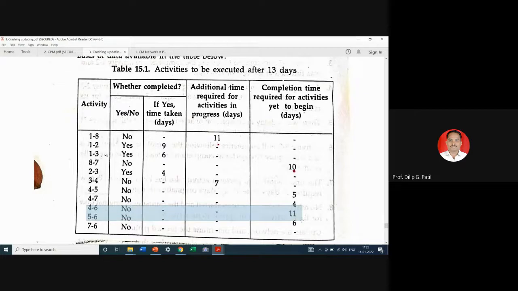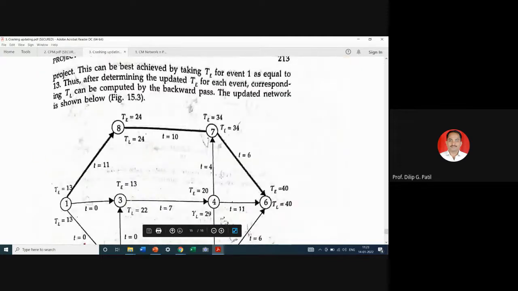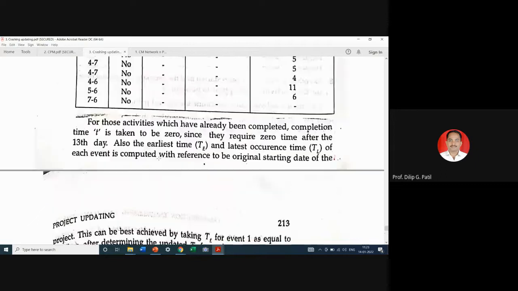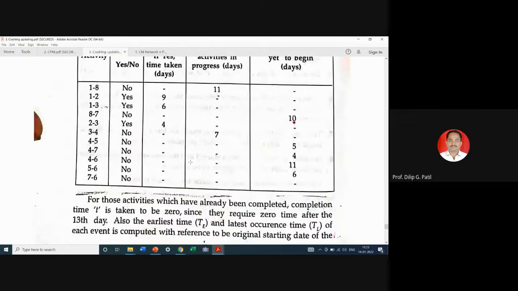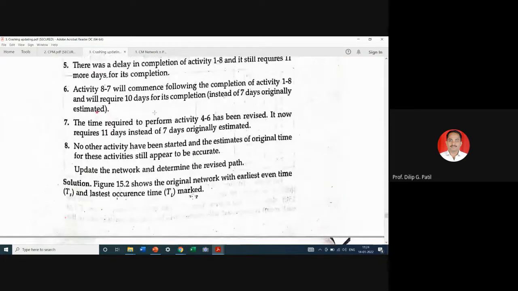ओके सो 4-6, 11 लागणार आहेत आणि ती टू बी स्टार्टेड आहे म्हणून आपण त्याला तिसऱ्या कॉलम मध्ये घेतलेला आहे आणि तो ड्युरेशन 4-6 चा टेबल मध्ये नेटवर्क मध्ये अपडेट केलेला आहे. Instead of 7 here we have written it as 11. 4-6 11, then next condition is no other activity have been started and estimates of the original time for these activities still appear to be accurate.